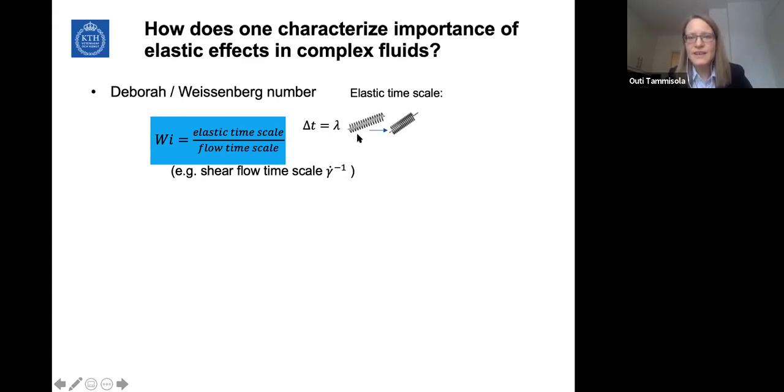If you think about these polymers like dumbbells, they can store energy and then they can release the energy. So the elastic timescale is the time over which the energy is released. Depending on the ratio between this and the flow characteristic timescale, we can get a lot of elastic effect or none.